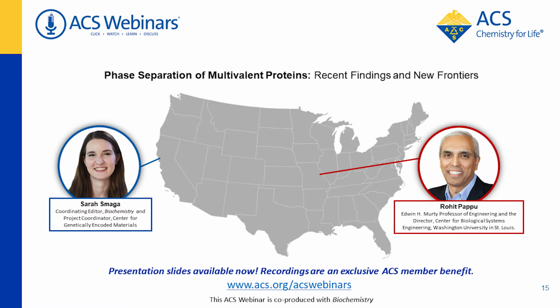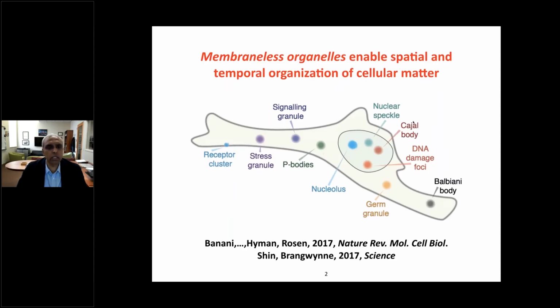The topic of today's webinar is phase separation of multivalent proteins. And as Sarah noted, the motivation for this comes from the observation, almost a century old now, that there are numerous organelles that do not have a vesting membrane and hence are called membraneless organelles that facilitate the spatial and temporal organization of cellular matter. And this particular schematic shows you a few examples drawn as blobs of the different types of bodies that over the years have come to be known as membraneless organelles.